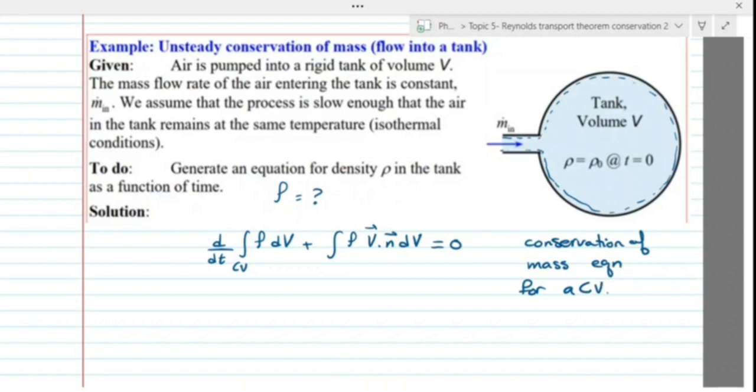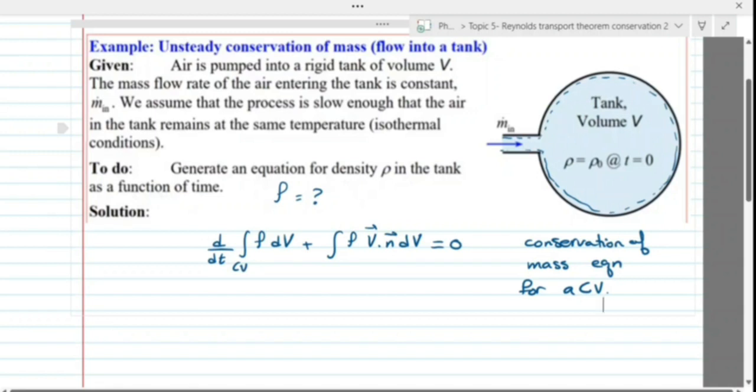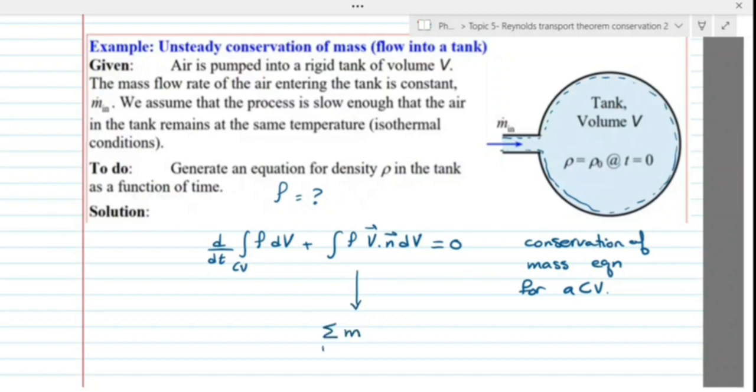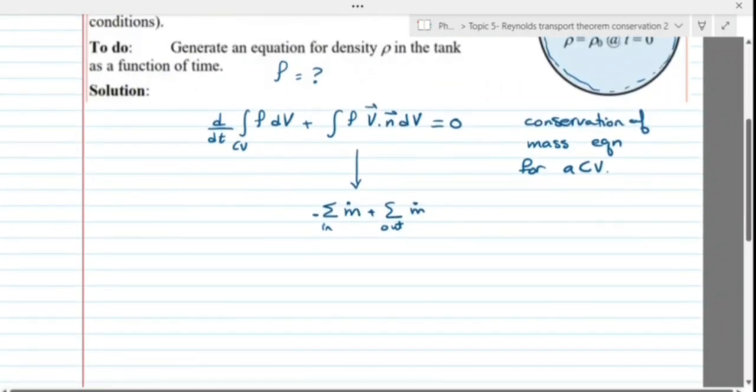Now we just discussed that we can substitute this integral by a sum of the mass flow rates over the well-defined inlets and outlets. If we look at our system here, we can clearly see that we have only just one inlet. So we do have well-defined inlets, and thus this integral can be written as the sum of m dot in plus the sum of the outflow. We have a minus sign here again.